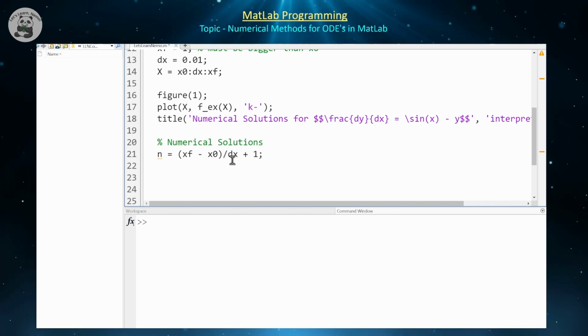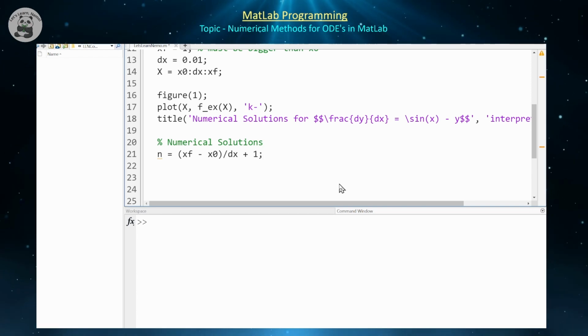Sometimes if you choose a weird dx value and you have some weird xf and xo values, you have to floor this, or round it down or round it up. Just make sure that n is an integer, a positive integer moreover.